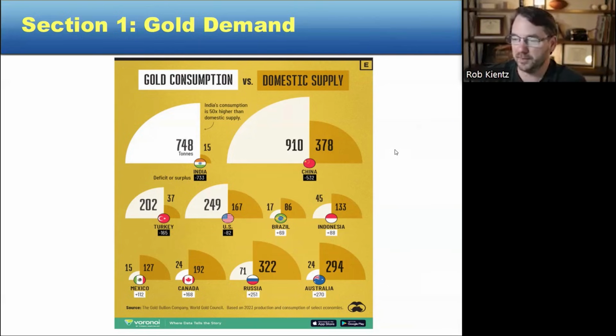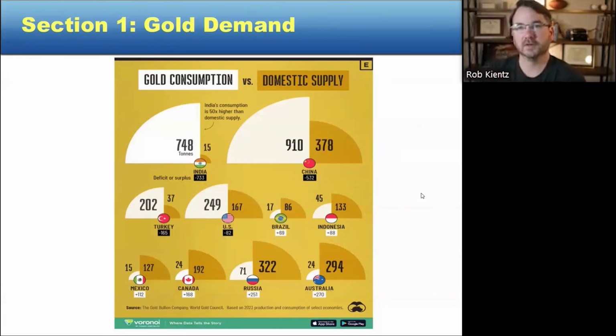The US outputs 167, which is respectable, but imports 249. Turkey puts out 37. By the way, it's the third largest gold trading market in the world, and they put out a respectable 37, but you can see they're importing a lot. That's how they got to third place in the world: they import 202 tons. Australia exports 294 and only uses 24. Russia, 322 and 71.